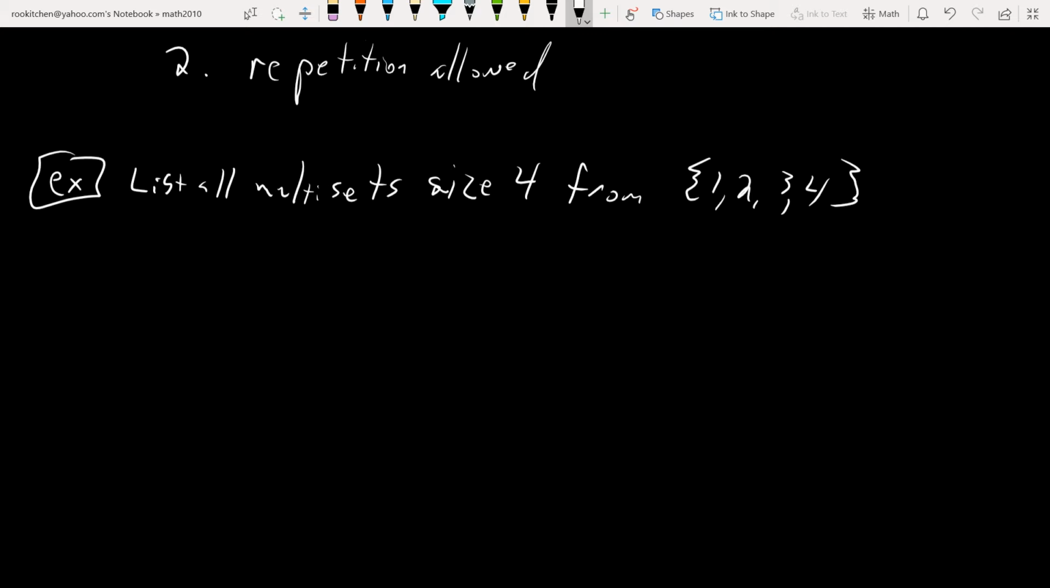Okay, so one multi-set of 4 elements from that set is just 1, 1, 1, 1. Then you can have 1, 1, 1, 2, and then you could have 1, 1, 1, 3, and then you could have 1, 1, 1, 4.